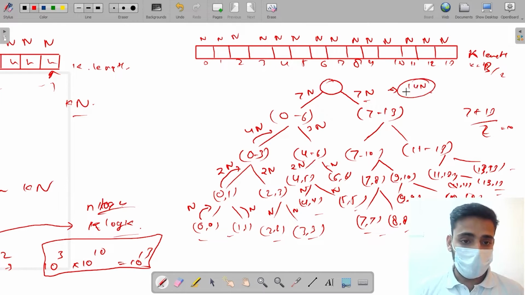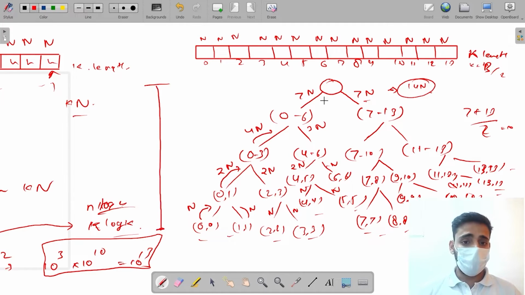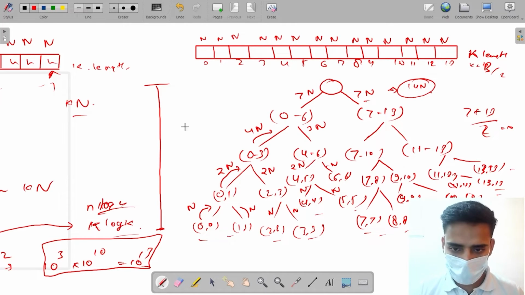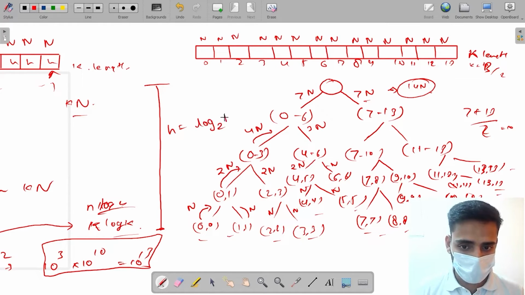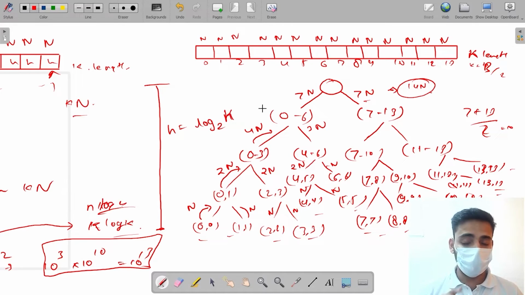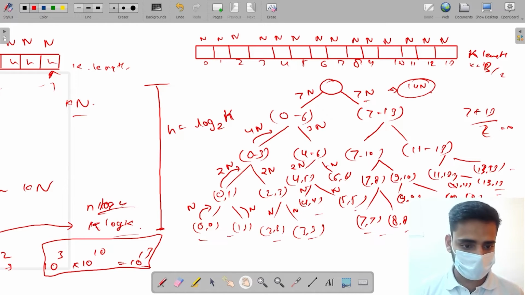Now let's see what will be the height of this tree. Every time we are going to divide it into two parts. So whenever we divide this into two parts, then again two parts, until we get one, the height will be log to the base 2 of n. Here the length is k, so log to the base 2 of k. Let's see how it is.